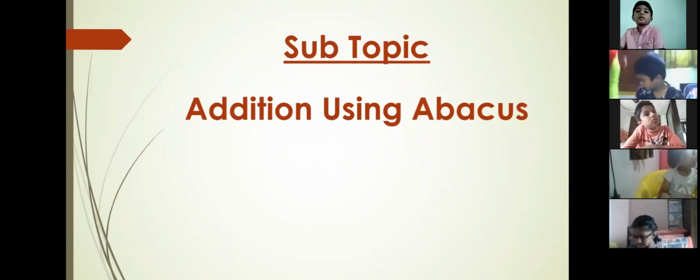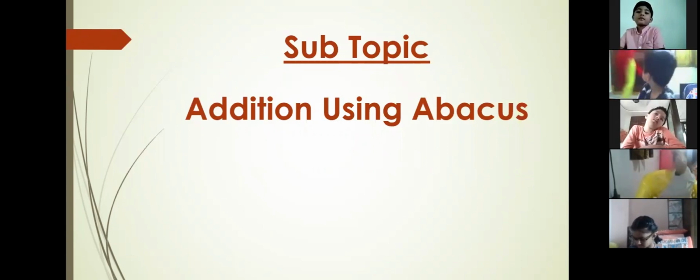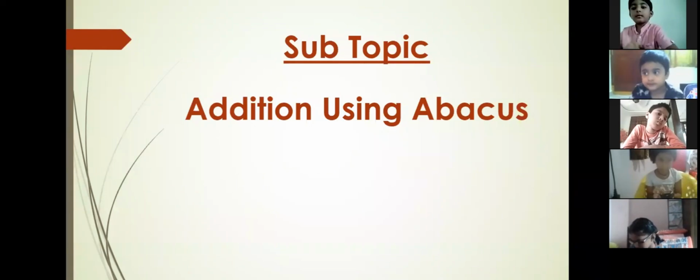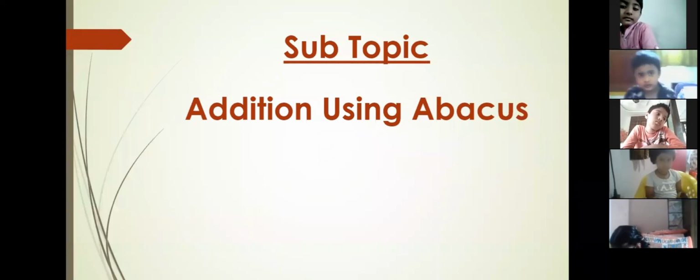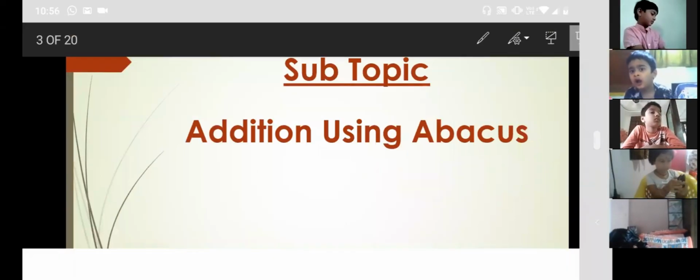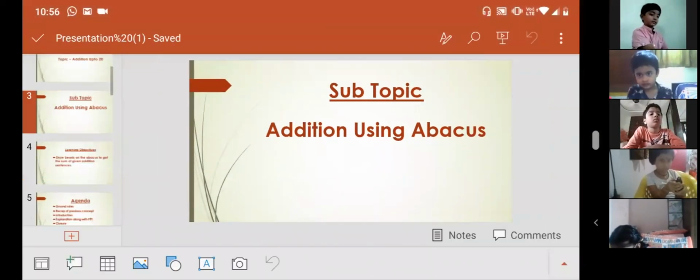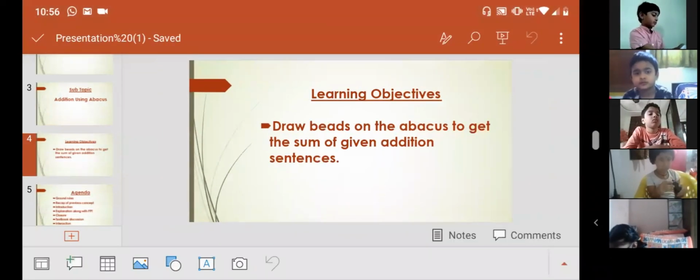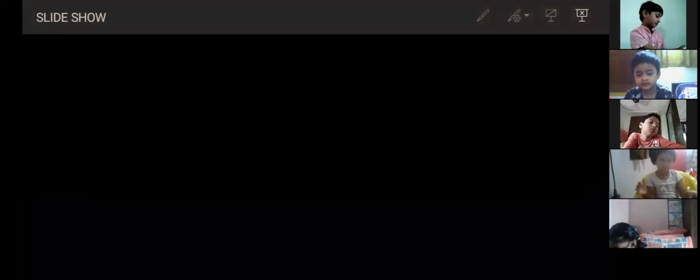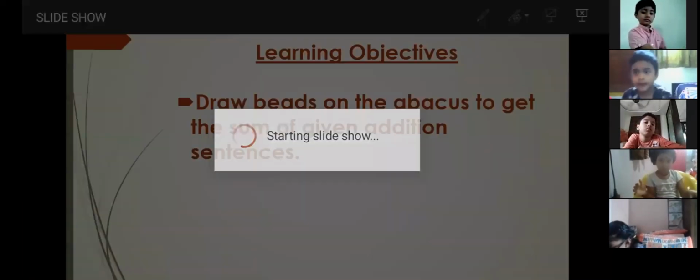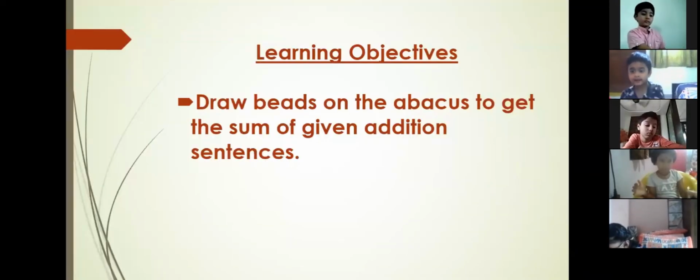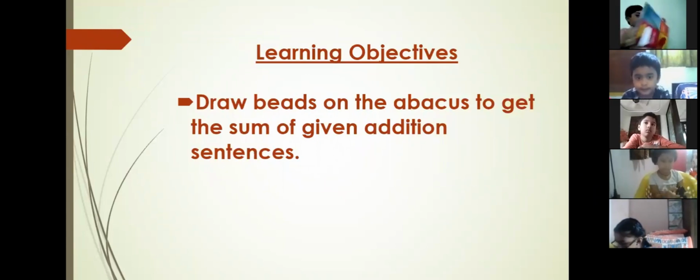Yes. Then we see the second number. We put the beads in the spike, and we add both the first number and the second number. We add them and write the total number in the box. This is what you have learned in your previous class. Yes or no? So today also you will be learning abacus only. Today's learning objective is draw beads on abacus to get the sum of given addition sentence.